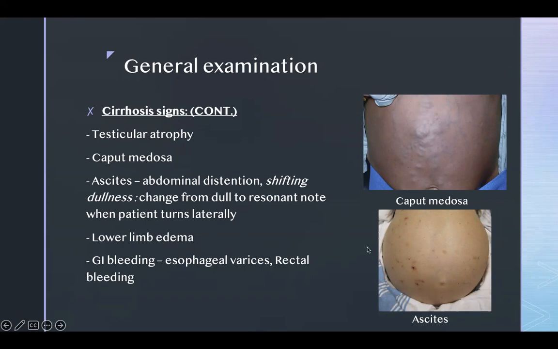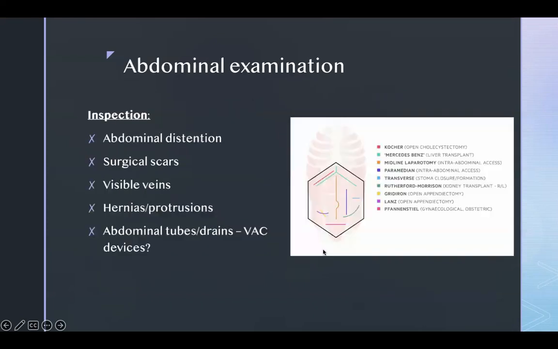And then check for lower limb edema, again, because there's fluid buildup in cirrhosis. And for any signs of GI bleed, most commonly esophageal varices, so they may have some hemoptysis or rectal bleed, and that's going to be when you do your rectal exam.